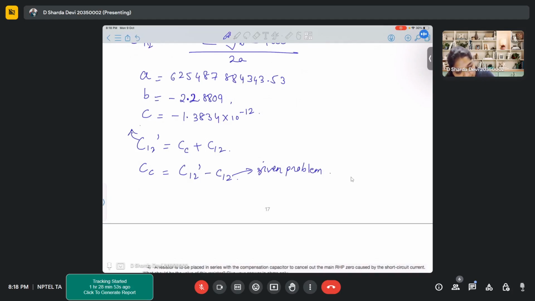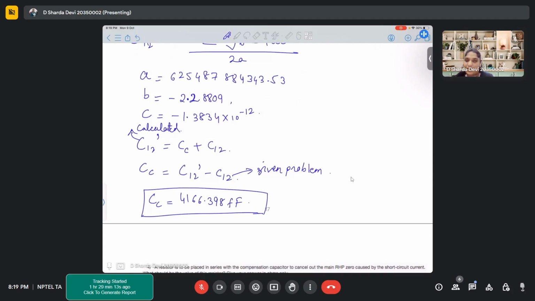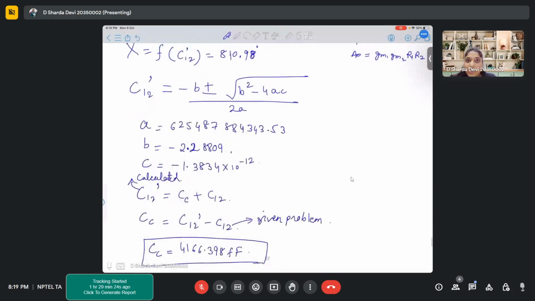This you calculated. So ultimately your CC will be the subtraction of these two, and you get 4166.398 femtofarad as the compensation capacitance for your circuit for 75 degrees phase margin with a compensation capacitor. Clear? Did you understand the flow, how we solved one by one? Is this clear? Yes, ma'am. Could you please continue, ma'am? There are a few more problems.